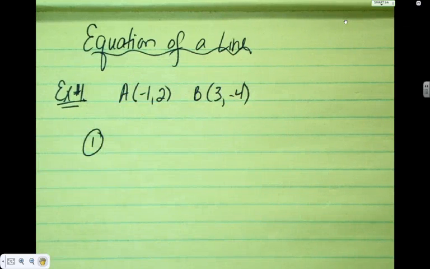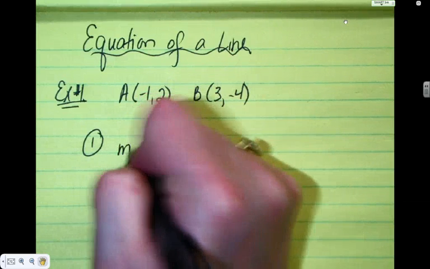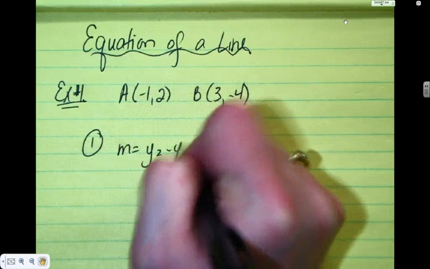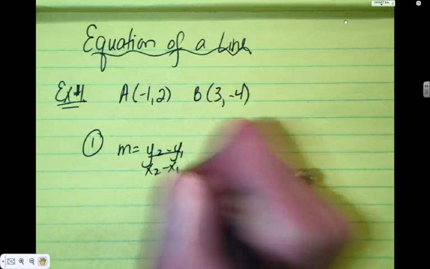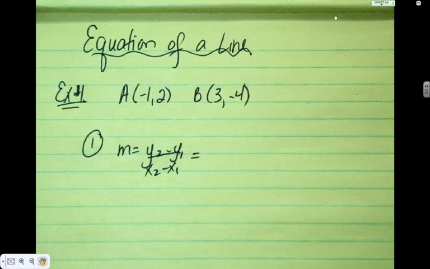Step number 1 is what you practiced on Thursday, and it's just finding m. M is y2 minus y1 over x2 minus x1. And as we talked about with distance and midpoint, same with slope, don't get too caught up with these subscripts. It just means the second y minus the first y, divide by the second x minus the first x. It's just your rise over your run.